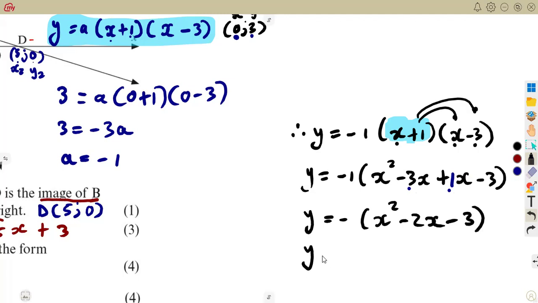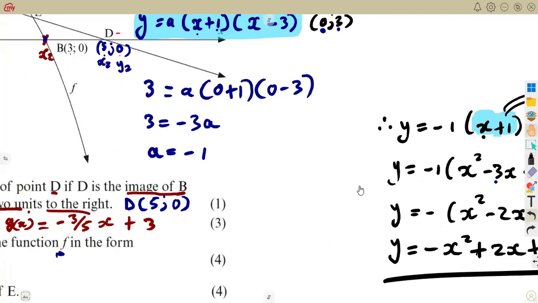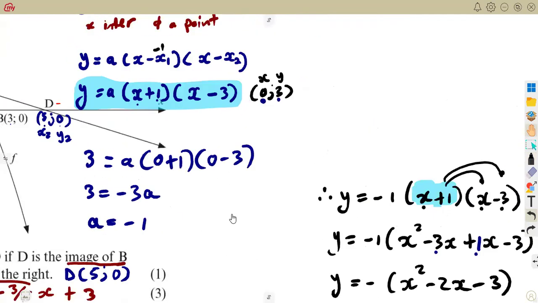So expand the brackets by negative, negative times x squared. That's negative x squared. Negative times negative 2, that's a positive 2. Negative times negative 3, that's a positive 3. So this is what we're going to have at the end in the format that we are given there. All right, so you see, guys, that is how you answer the questions.